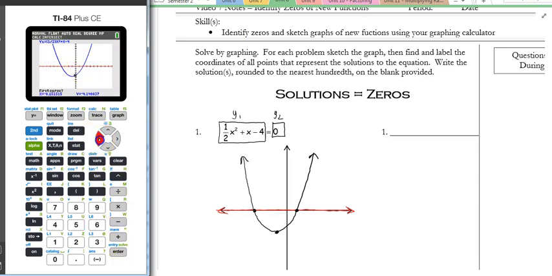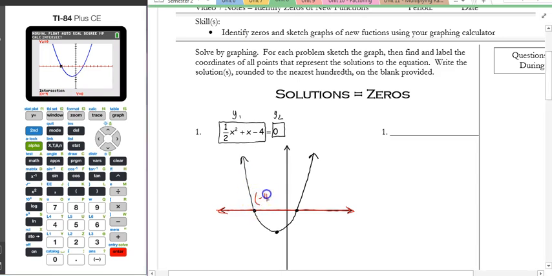If I want to start on the left, I like to start on the left. It doesn't matter where you start as long as you get them both. Scroll so you know you're closer to that intersection and hit enter. That gets me my blue curve. Second curve, I hit enter again. That's my red curve. I hit enter a third time. Once it's blinking here and it says intersection, I know the ordered pair is at -4, 0. So I can write my intersection here and come up to my line, and my solution is at x equals -4, my x coordinate.